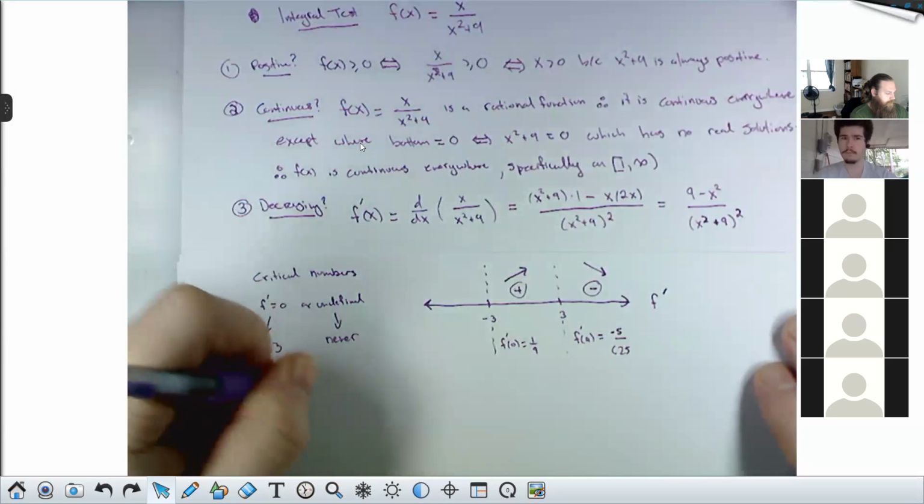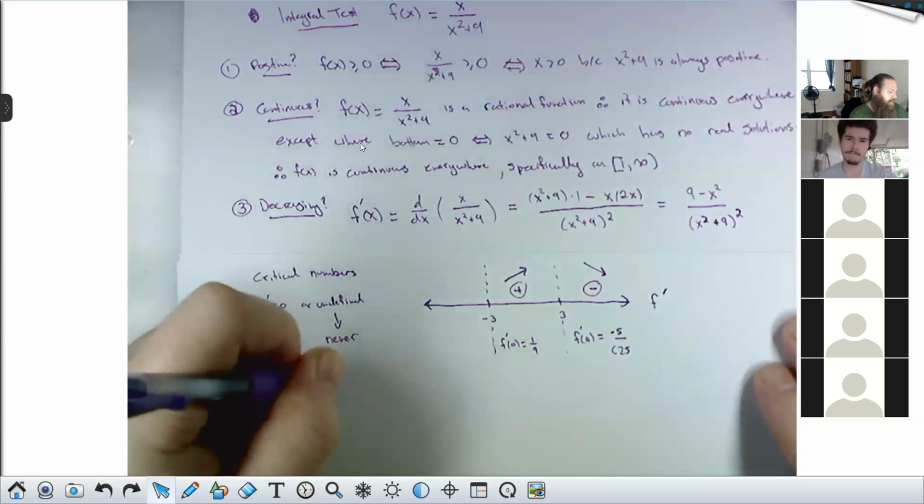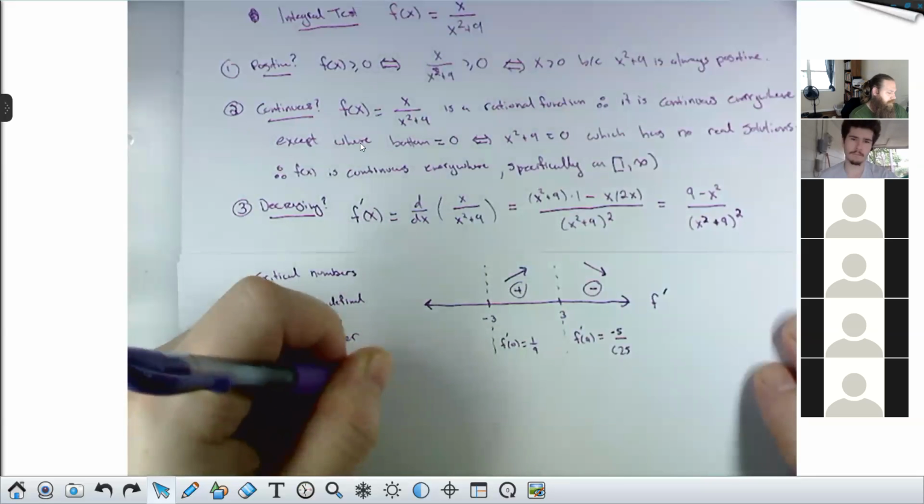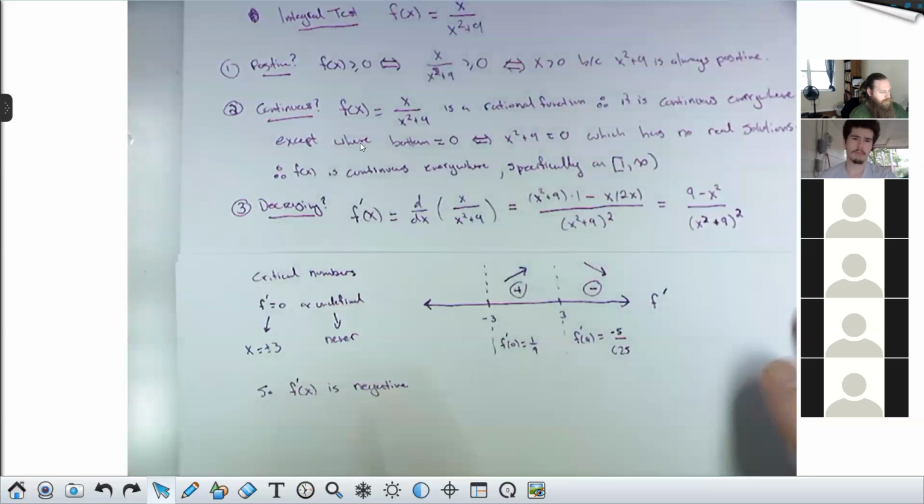Sorry, can I ask a question? Sure. So this is where I keep getting stumped. Does it not have to be negative for the whole interval in order to pass the criteria for the integral test? Correct. And that's what we talked about at the beginning of class today, if you recall.